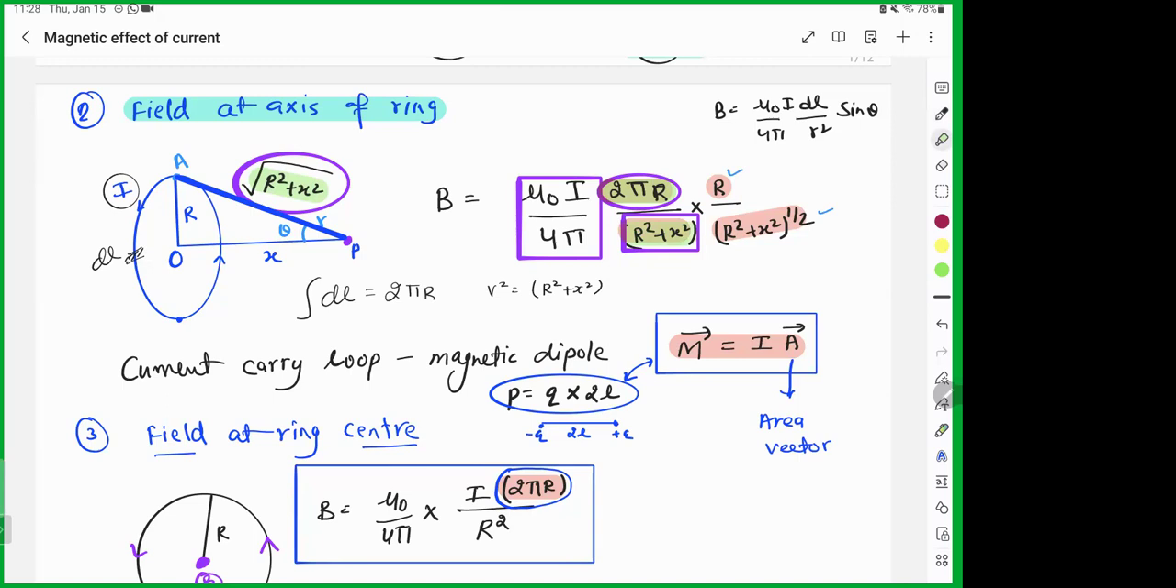Correct. And if you take the sine theta component in this situation, because in your formula you have mu naught I upon 4 pi dl, the dl value is 2 pi r, r square value is r square plus x square, and you know sine theta also you have in the formula. What will be the sine theta value in this case? Perpendicular is r and hypotenuse is the square root of r square plus x square. Make sense? Now tell me, every time we are using the Biot Savart law only, same formula, and you can solve anything using this.